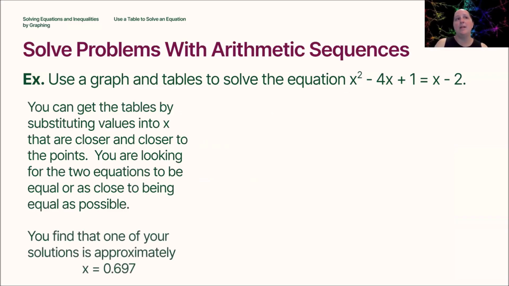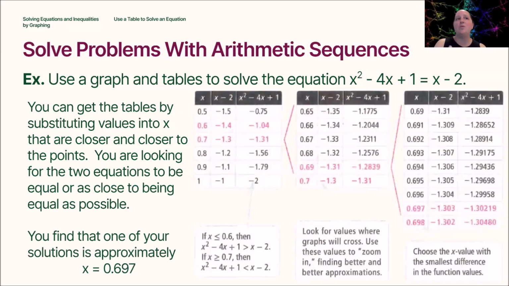I can get tables by substituting values into x that are closer and closer to the points. So you're looking for the two expressions to be equal or as close to being equal as possible. So in this case, I'm looking at 0.6 and 0.7. They're pretty close together. So I'm going to break that down. I know my number is between 0.6 and 0.7. So now I broke it down to 0.65.